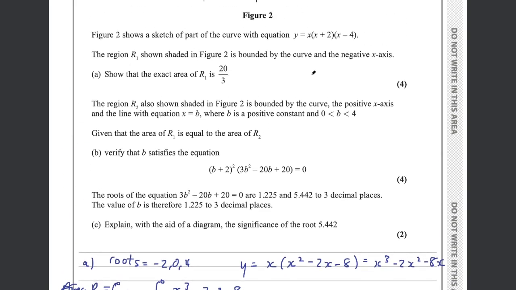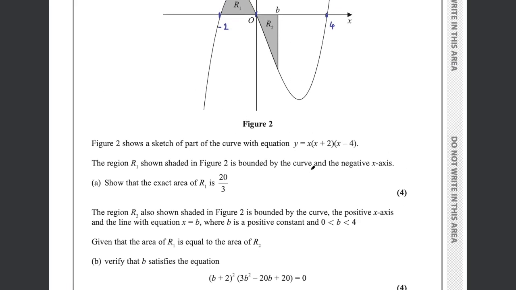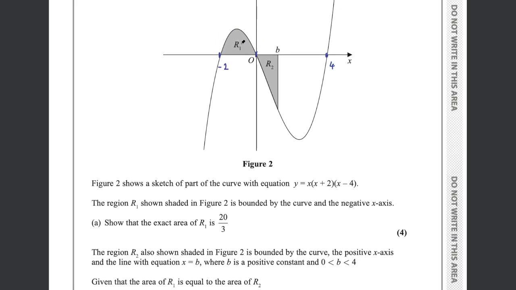Okay, and part B says the region R2, also shown shaded in figure 2, is bounded by the curve, the positive x-axis, and the line with equation x equals b, where b is a positive constant and b is between 0 and 4. Given that the area of R1 is equal to the area of R2, verify that b satisfies the equation (b + 2) squared multiplied by (3b squared take 20b plus 20) is equal to 0. Okay, so we are saying that R1 equals R2 and we want a value of b so that those two areas are equal.